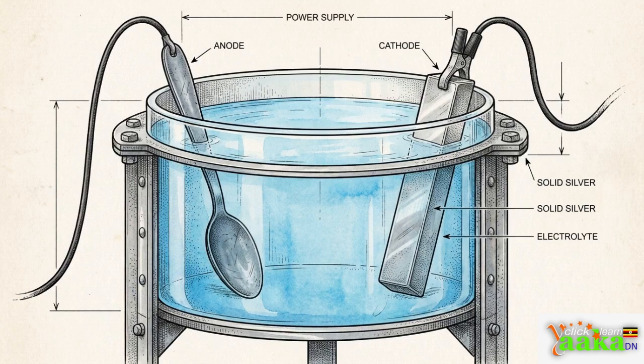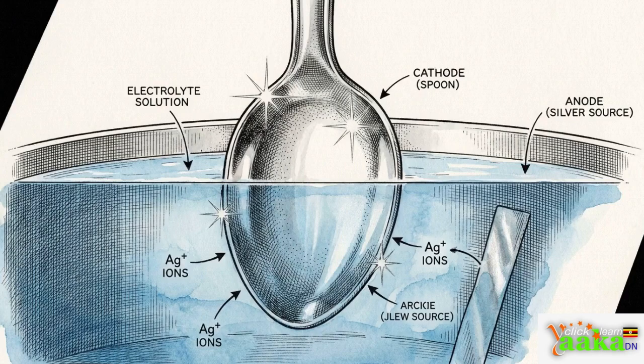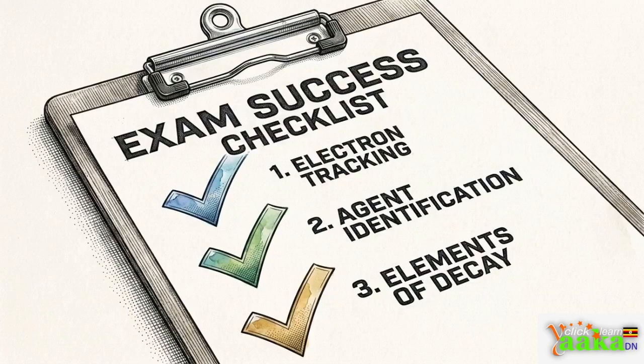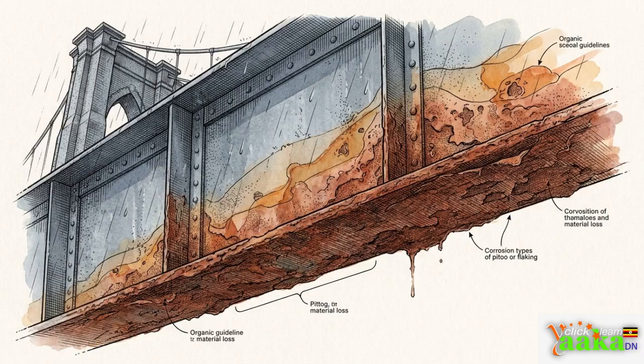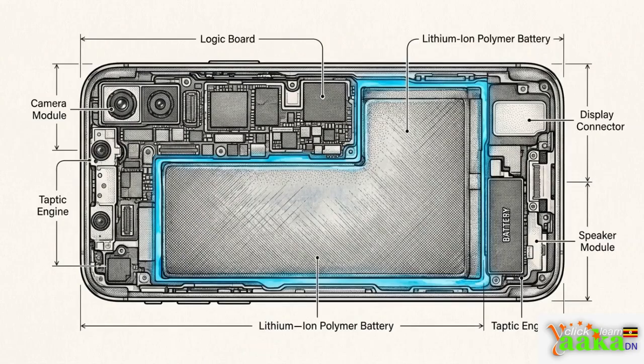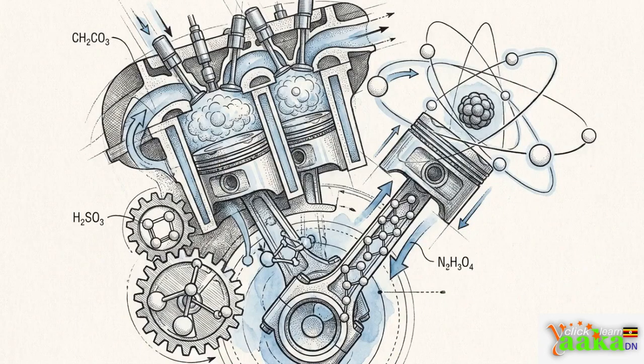We force electrons through chemical solutions in the exact same way to perform electroplating, driving metal ions to coat cheaper materials to make them beautiful and hard. For exams, remember, use OIL RIG to track electrons. Agents undergo the opposite process of their name, and rusting absolutely requires both oxygen and water. Redox reactions dictate the decay of our physical infrastructure and generate the power running through our digital devices. They are the invisible engines of the modern world.